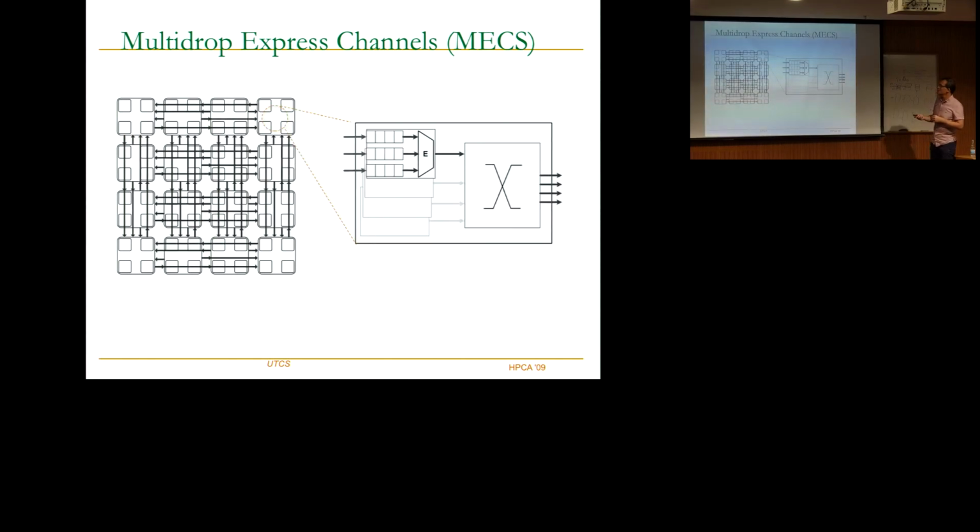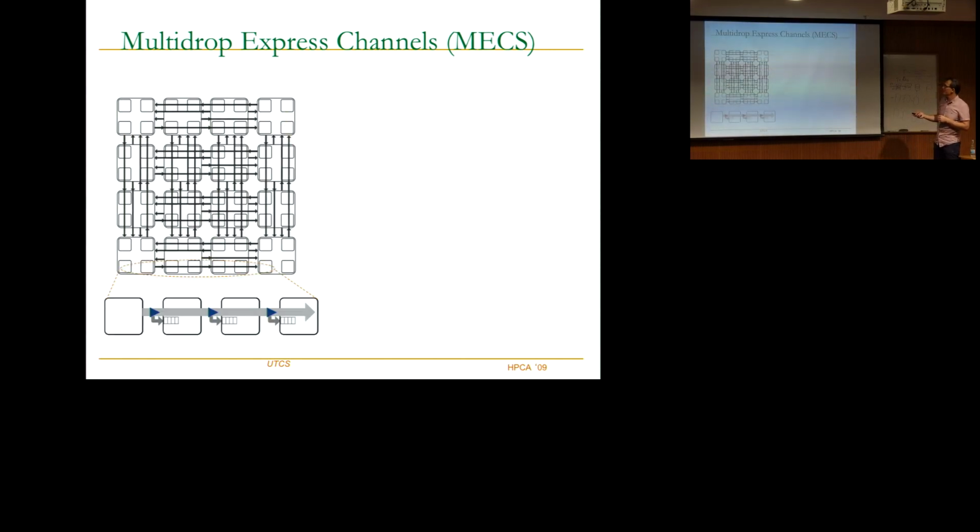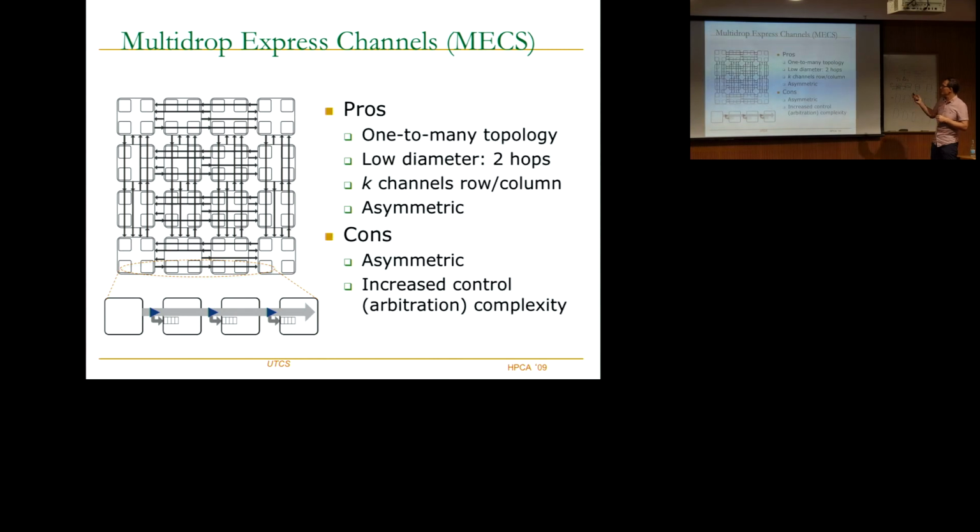OK. So basically, this is what your router looks like. But I'm not going to go through that since we don't have a whole lot of time. So this is a one-to-many topology. You go from one to many possible places. It's low diameter still. You get 1 hop and 2 hops at most. Now, as opposed to having a lot of channels, you have k channels per row and column, right?